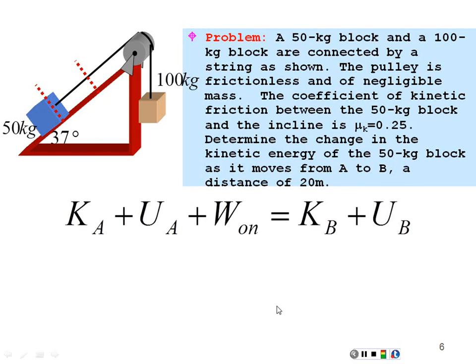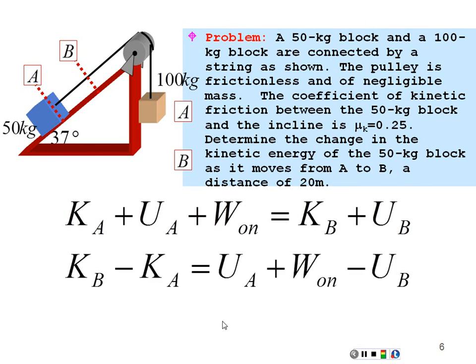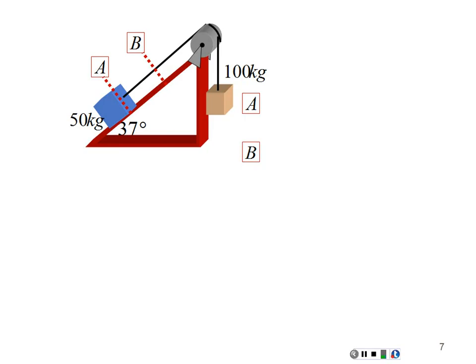So if we want to find our change in kinetic energy, which would be our final kinetic energy minus our initial kinetic energy, we have to look at A and B, and point B will be our final position. So, rearranging this, we have that our final kinetic energy minus our initial kinetic energy, which is our change in kinetic energy, will equal our potential energy at A plus the work done along the way minus the potential energy at B. Sounds good. So change in kinetic energy will equal all those other terms.